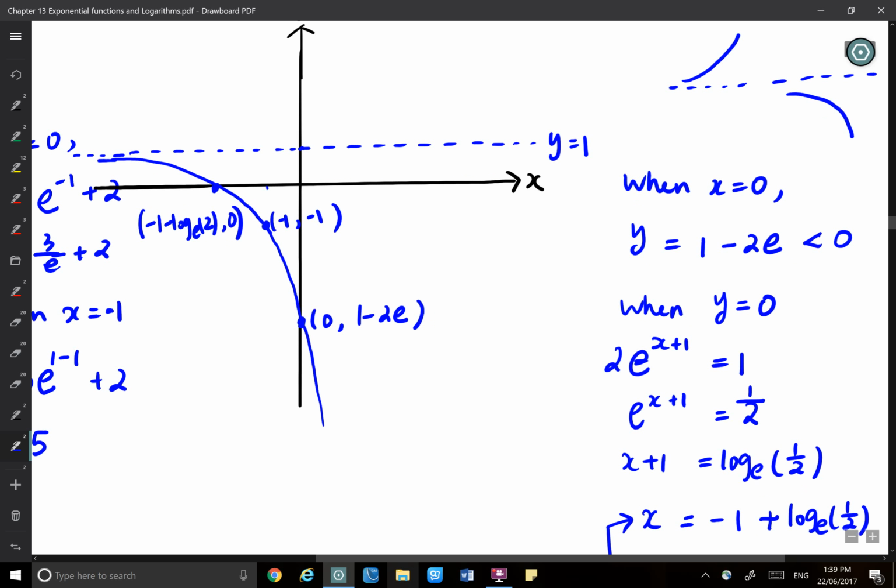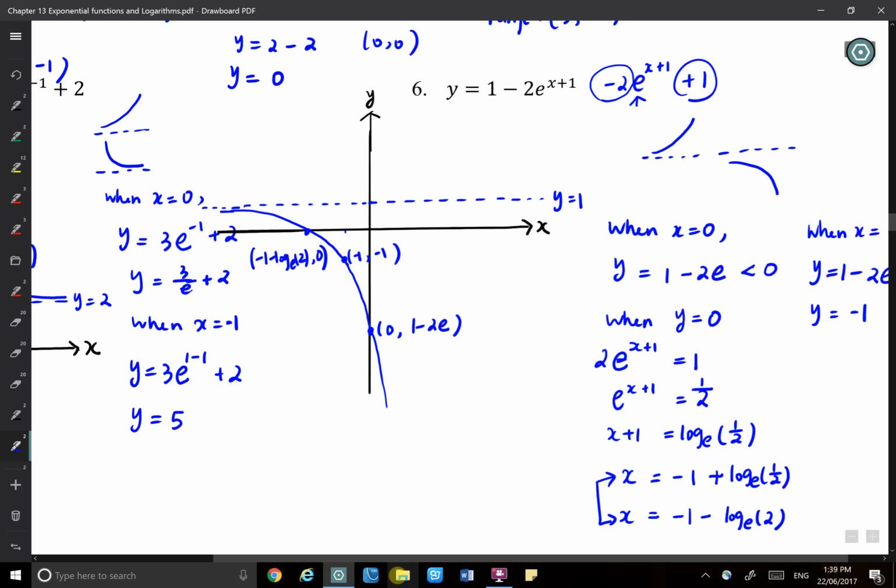Okay, that's the shape of the graph. So the domain for this graph will be R. The range for this graph will be negative infinity to 1, round bracket.